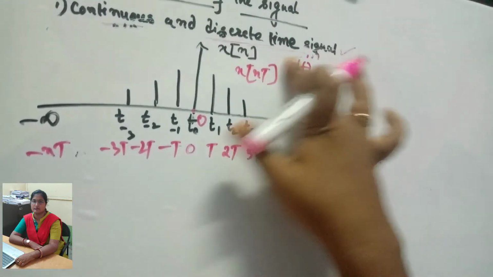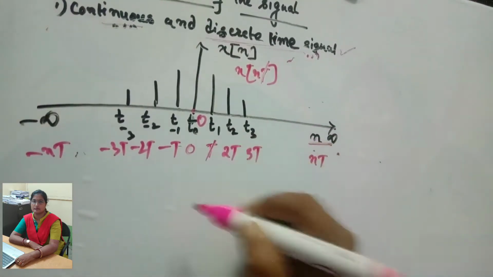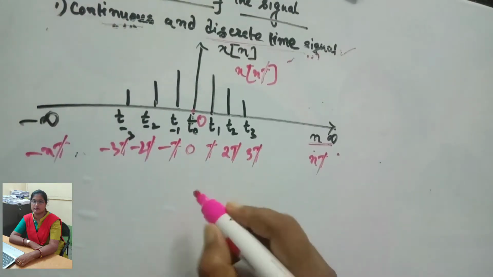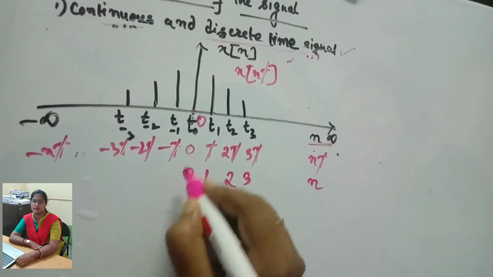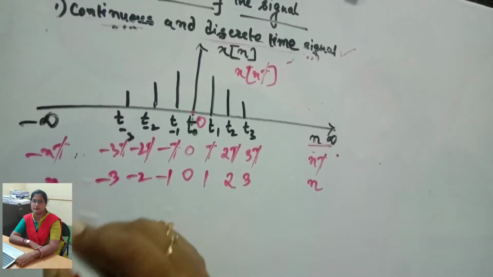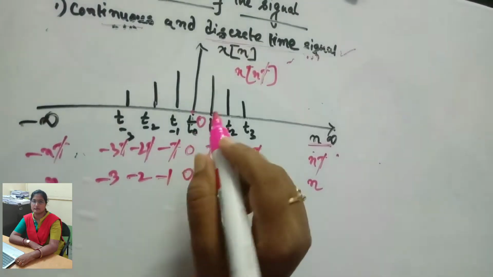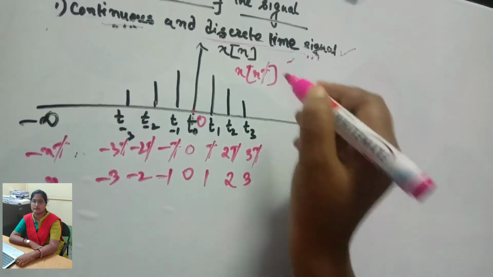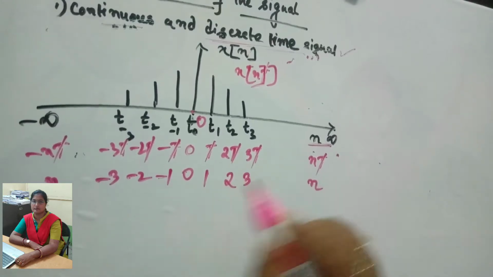Now, by cancelling all the T values here, we get the values 0, 1, 2, 3, up to n, and here also minus 1, minus 2, minus 3, up to minus n. So this is the axis for integer n, and from this representation the y-axis also becomes x of n only.